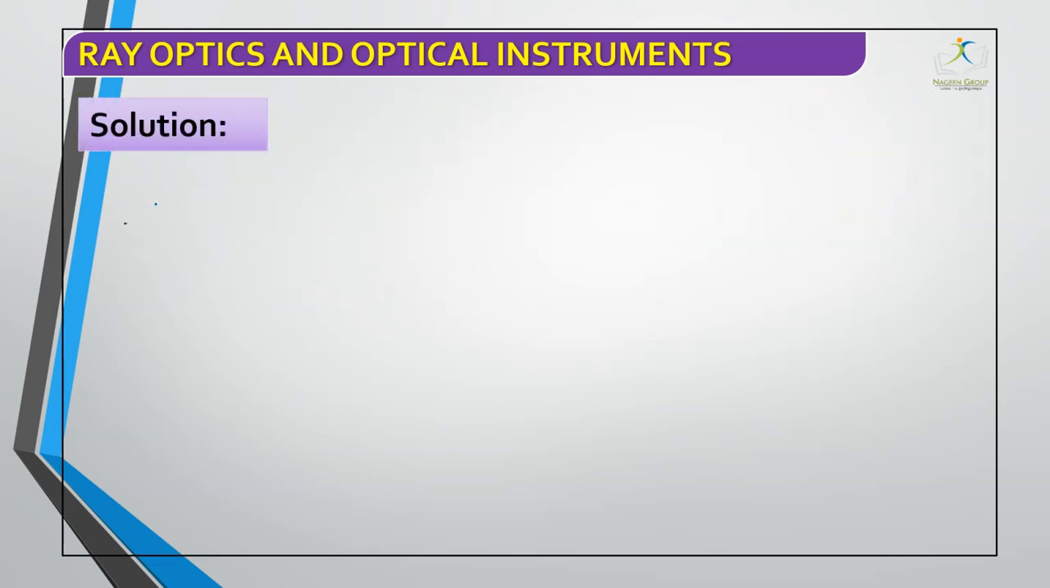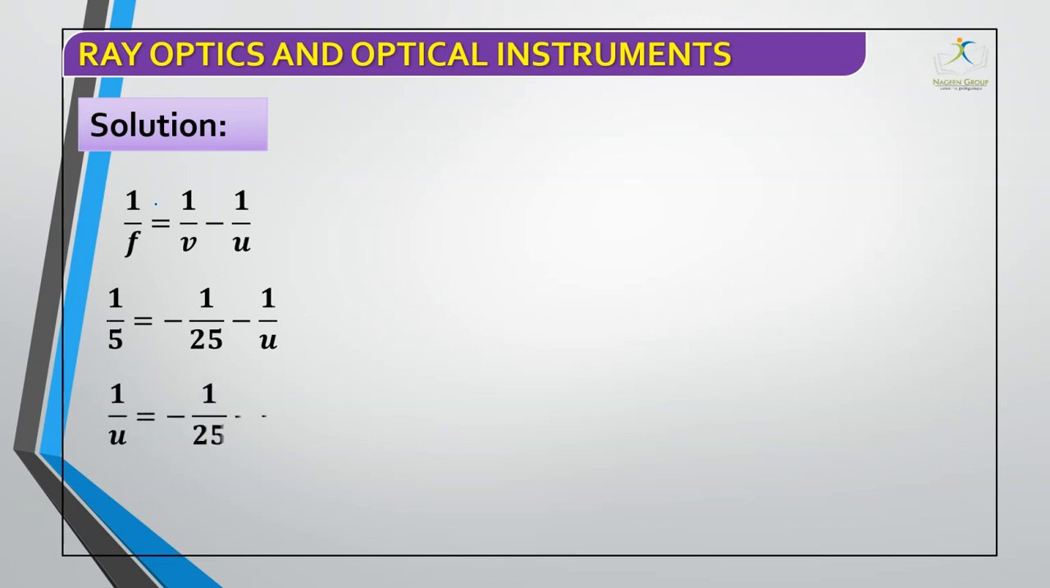Now let's move with the solution part. We are simply using the lens formula. The lens formula is 1 by f is equal to 1 by v minus 1 by u. The value of f is given as 5.